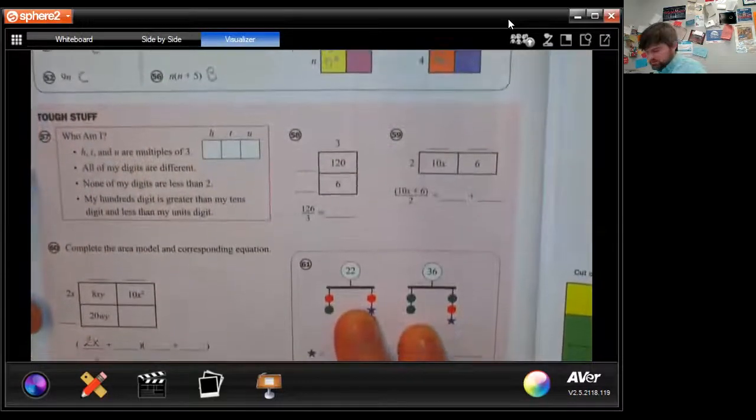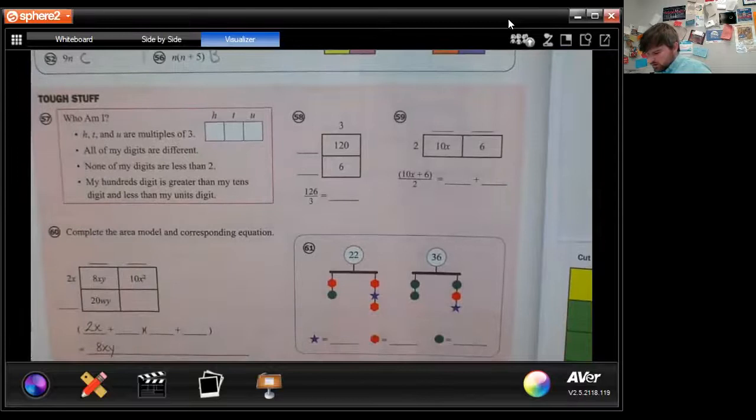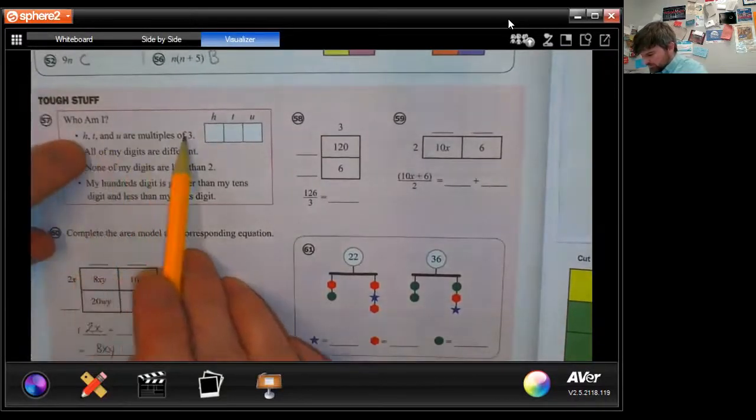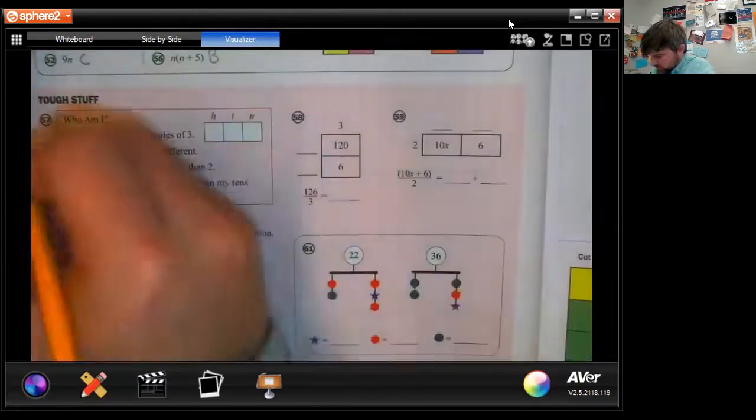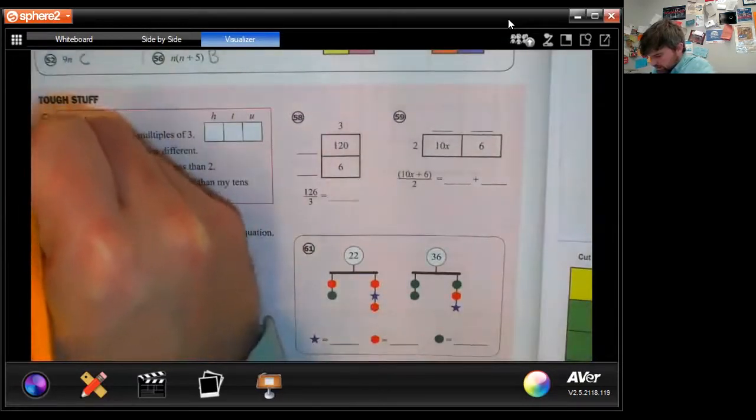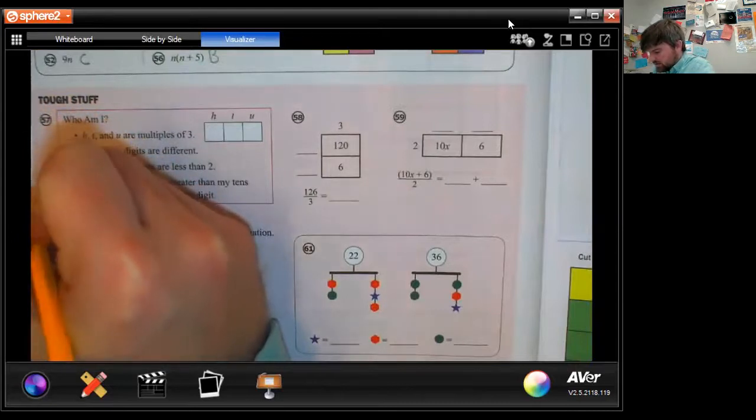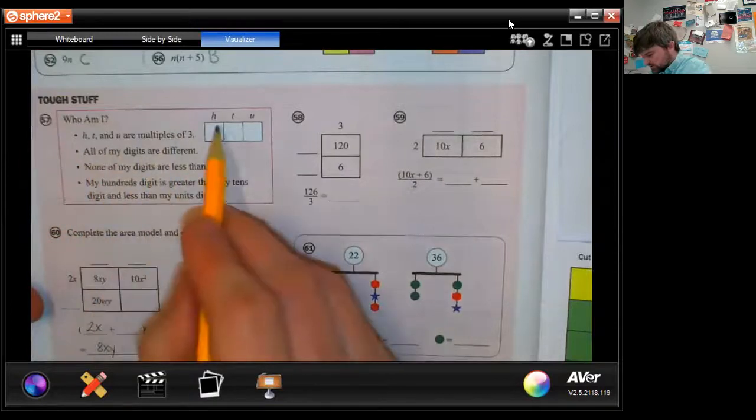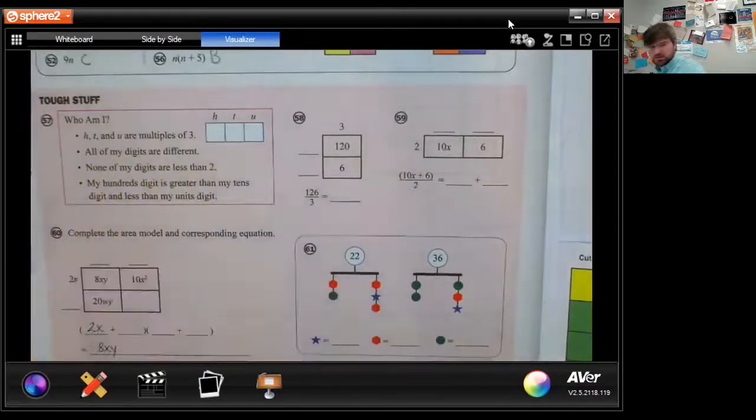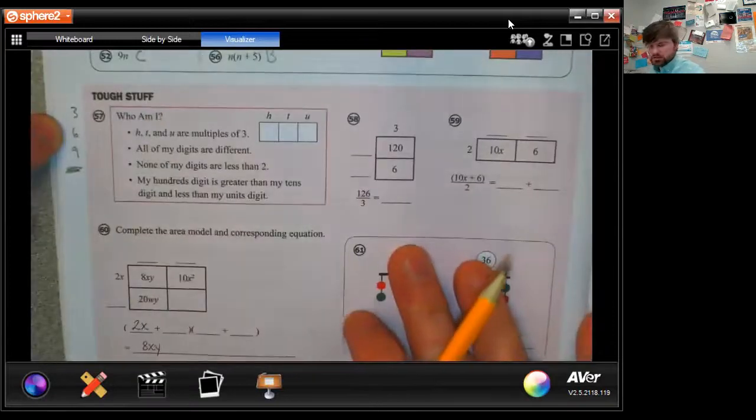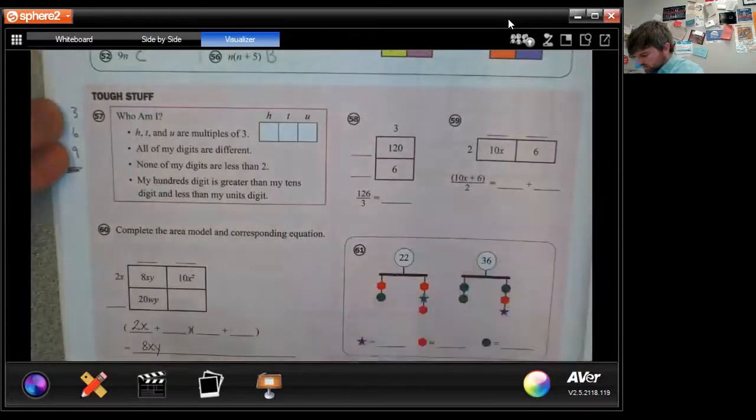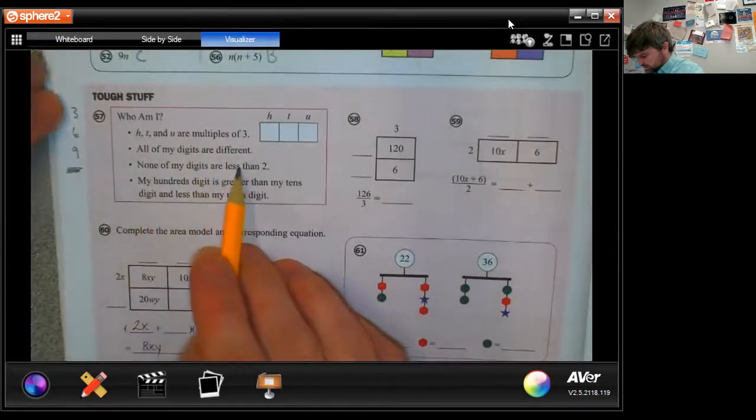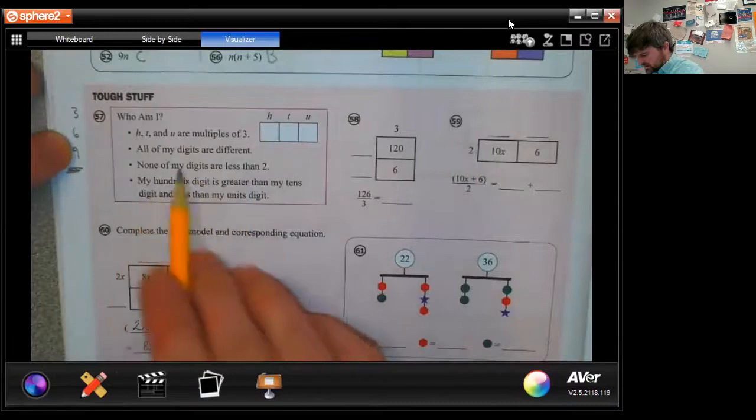Okay, some of the tough stuff here. Who am I? H, T, and U are multiples of 3. Okay, so multiples of 3 would be 3, 6, 9, 12, and so on. But H, T, and U are multiples, so each individual one. So my only numbers are 3, 6, and 9. Whoop, you can't see that. Only 3, 6, and 9 here. All of my digits are different. Check. None of my digits are less than 2. Check. Which this gets rid of 1.